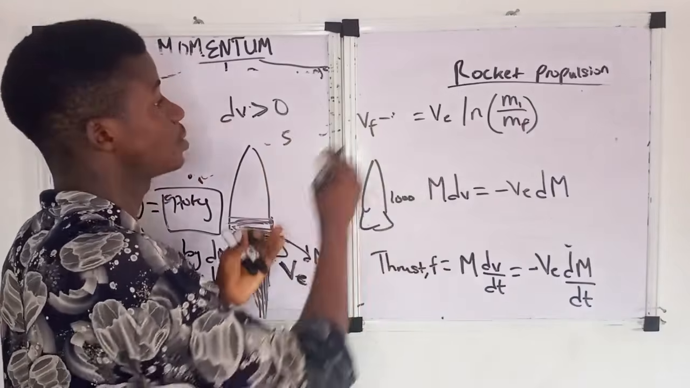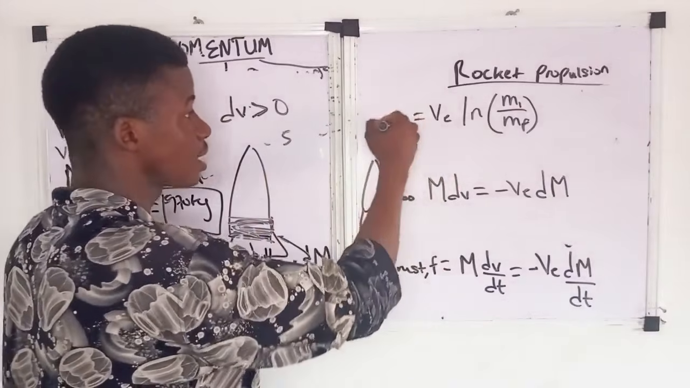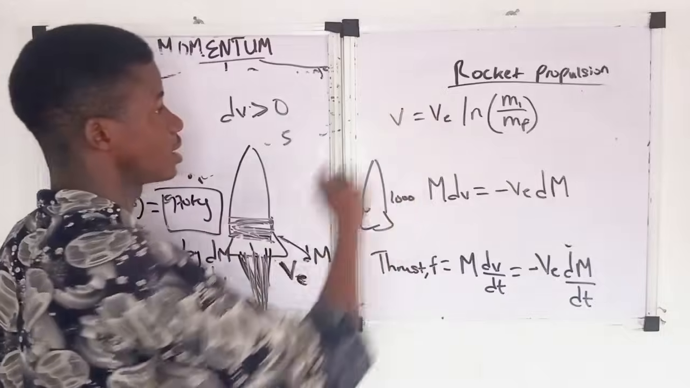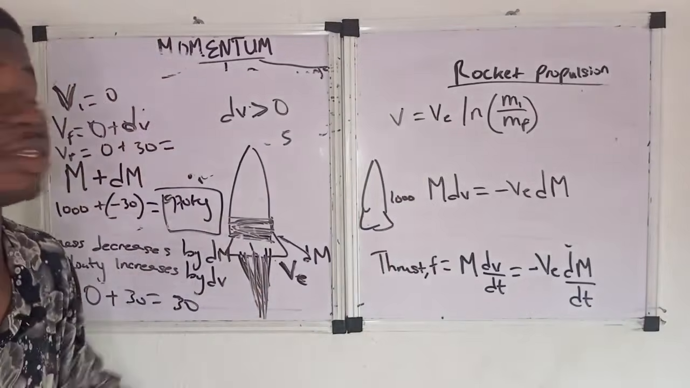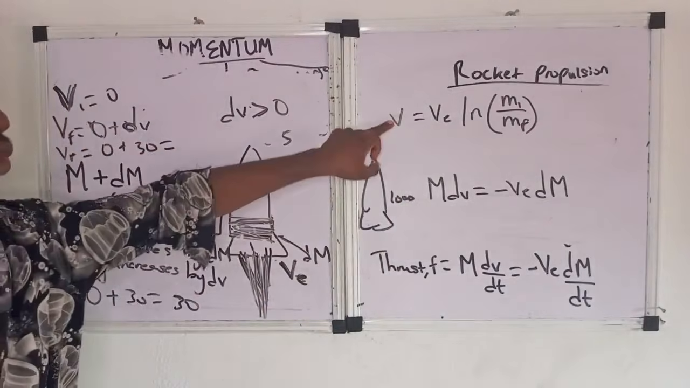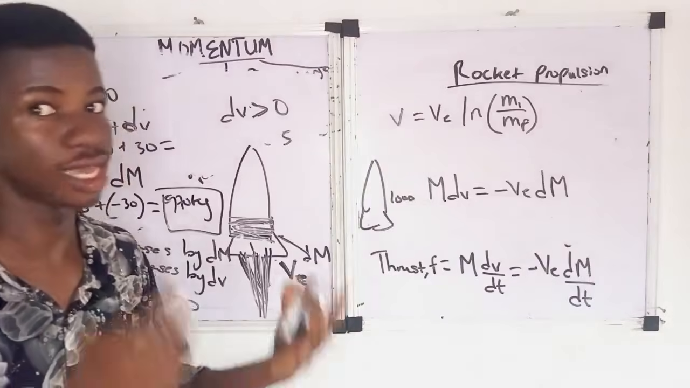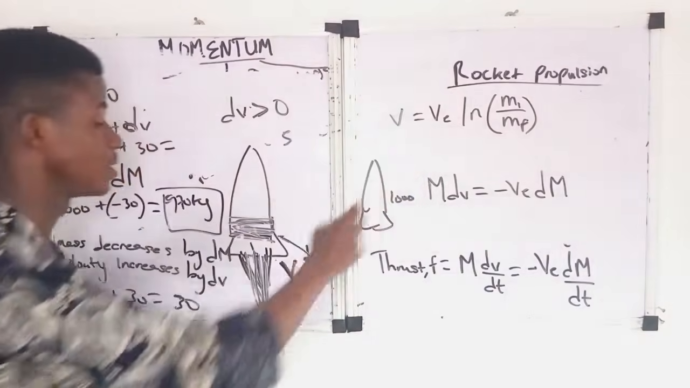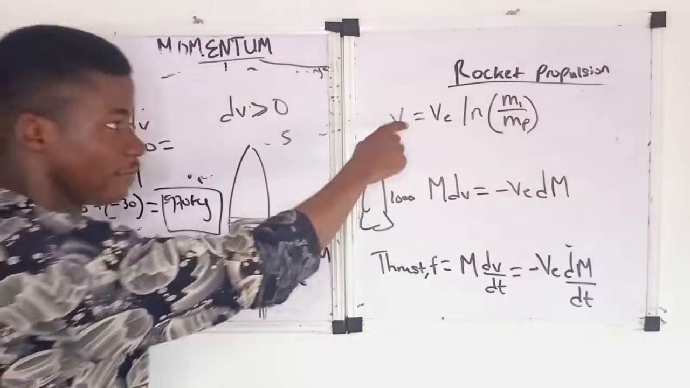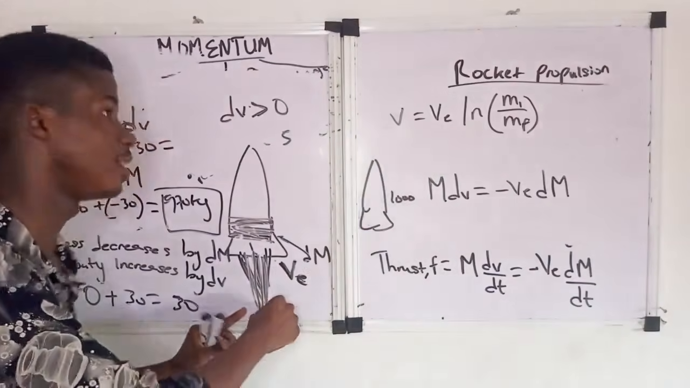Initially it is zero. So the final velocity is just equal to V, so therefore we can also say V. So this V is the final velocity of the rocket, while VE is the velocity of the exhaust. V is the velocity of the rocket, VE is the velocity of the exhaust.